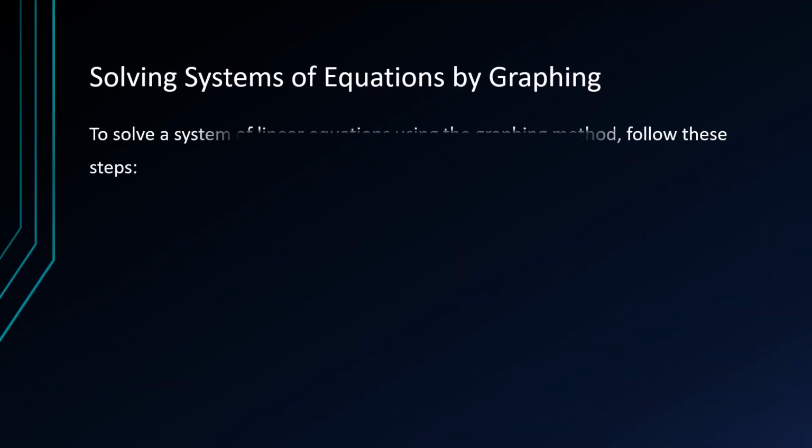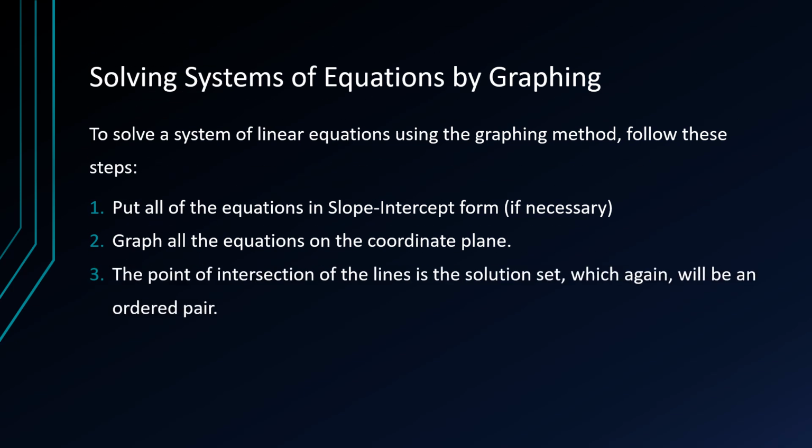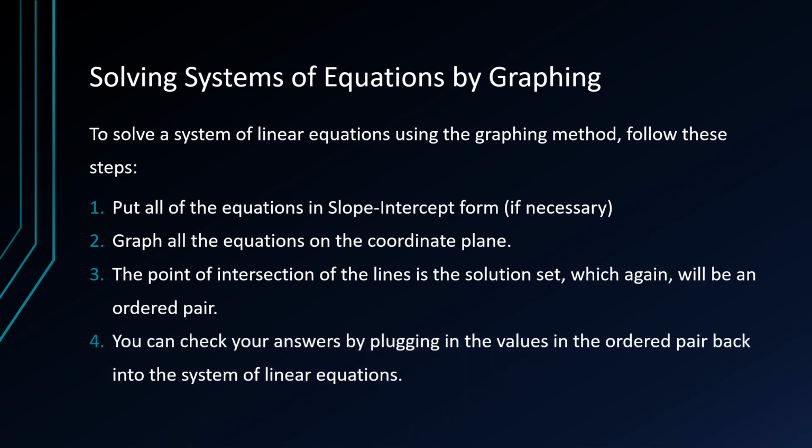To solve a system of linear equations using the graphing method, follow these steps. 1. Put all of the equations in slope-intercept form when necessary. 2. Graph all the equations on the coordinate plane. 3. The point of intersection of the lines is the solution set, which again will be an ordered pair. 4. You can check your answers by plugging the values from the ordered pair back into the system of linear equations.